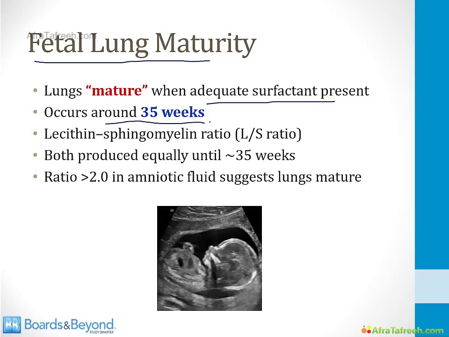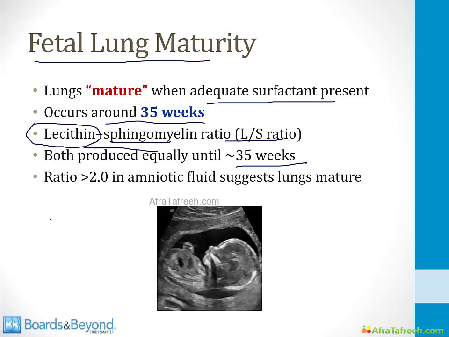You can determine whether or not the lungs are mature by measuring something known as the lecithin to sphingomyelin ratio, or the LS ratio. Basically, the baby produces both lecithins, which are a component of surfactant, and sphingomyelin at equal quantities until about 35 weeks.